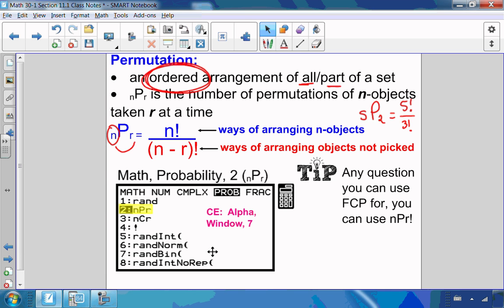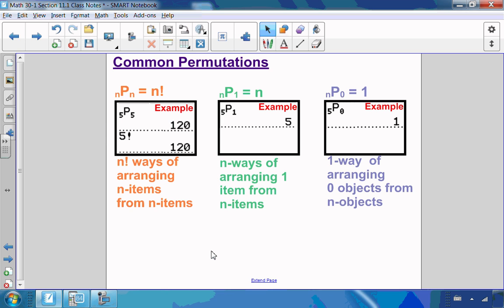Okay? So I want to look at some common permutations. So nPn, that's just n factorial. So n objects taken all n at a time, that's the definition of a factorial, arranging all the objects. So for example, 5P5 is the same as 5 factorial. You can see they're both 120.